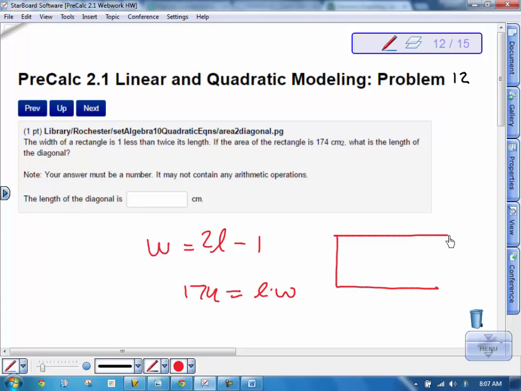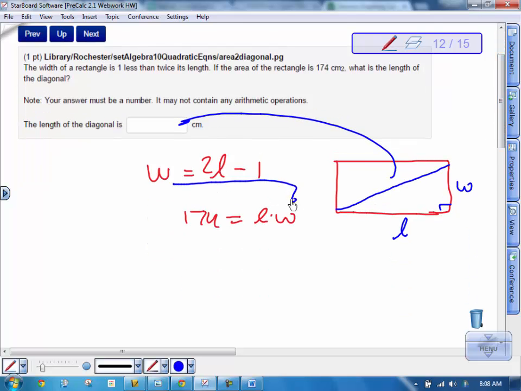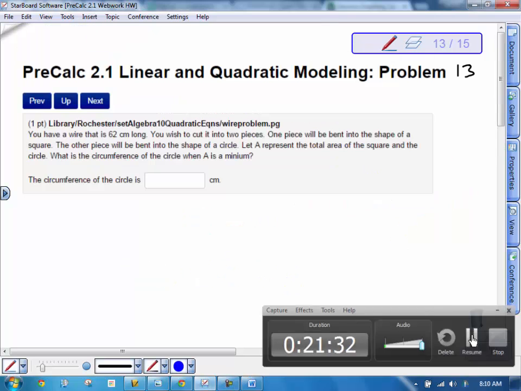I mean, it might help to draw a picture. Just always draw a picture. It's a good idea. They're actually looking for the diagonal though. So this would be width, this would be length. You're looking for that. That's your answer right there. So solve this system of equations. Once you get L and W, do the Pythagorean theorem to find the hypotenuse. So it's simple substitution. Just substitute that in right there. 174 equals length times 2L minus 1. Solve for L. Once you get L, obviously you have W, and then do the Pythagorean theorem.